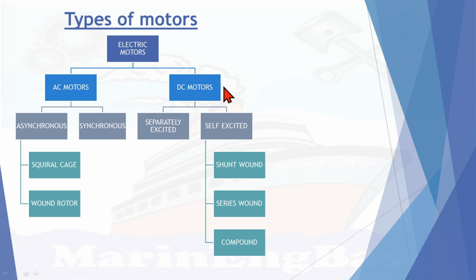Then the DC motors. DC motors, again, we can divide into separately excited, that means to create the magnetism you have to give some separate power, and the other group is self-excited, where the magnetic field is created through the same supply. To do that, you may have a shunt winding, that means parallel connection of these two windings, or the series winding, or the combination of these two, shunt and series. So we call it compound winding.